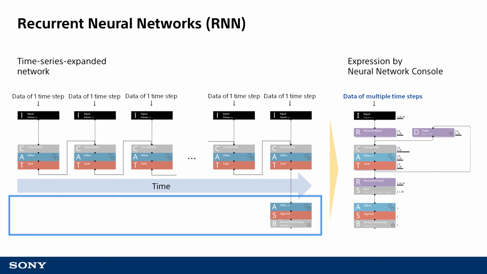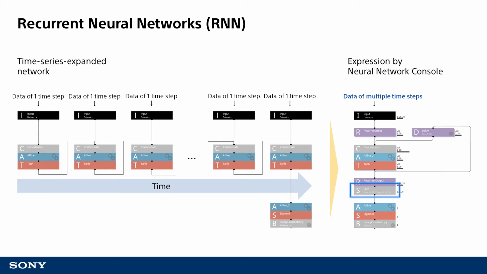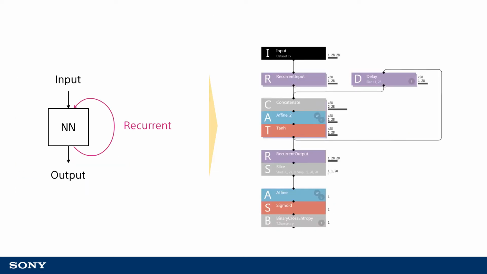Since the network on the left-hand side uses only the output of the last time step and not the results of the processing except for the last time step, the network on the right-hand side is configured to extract only the output of the last time step using the slice layer. Thus, the neural network console enables to express the structure of RNN like this, in the form close to a schematic diagram. Now, I would like to briefly explain LSTM using this notation method.